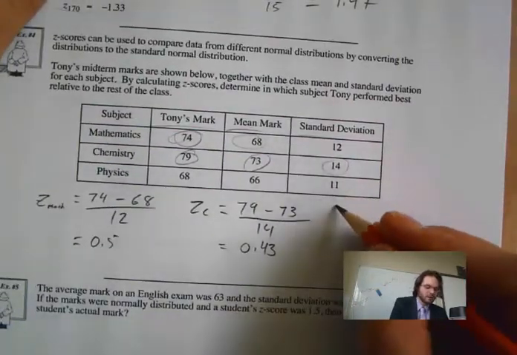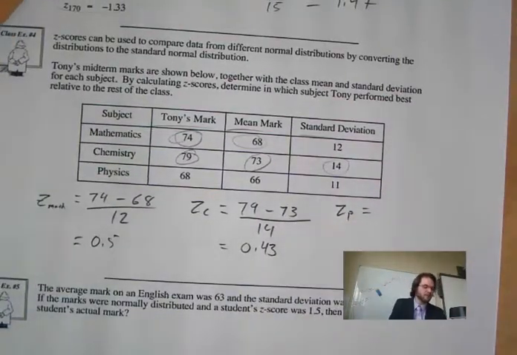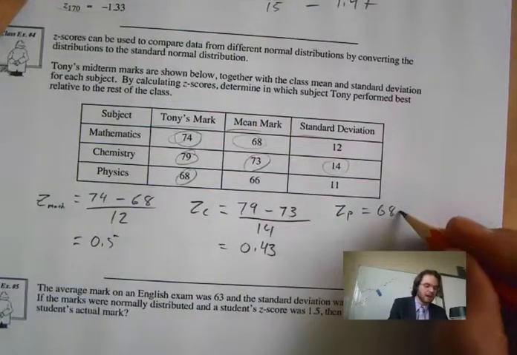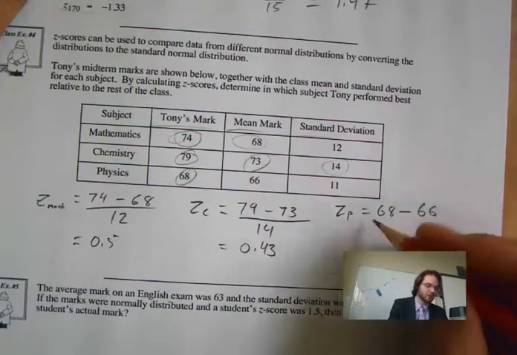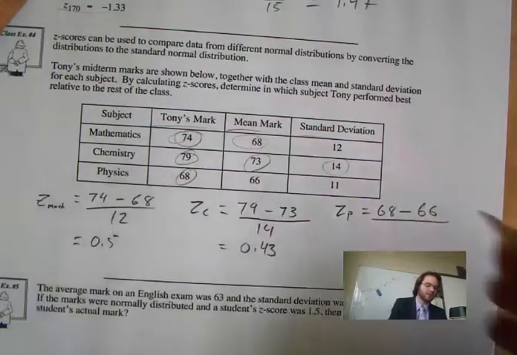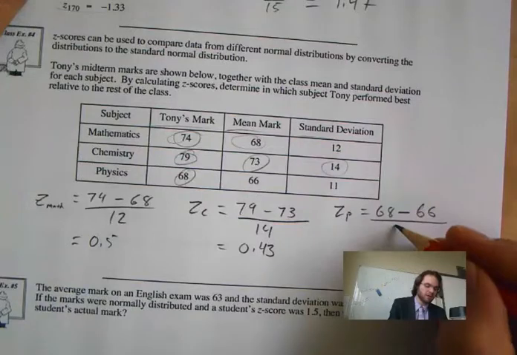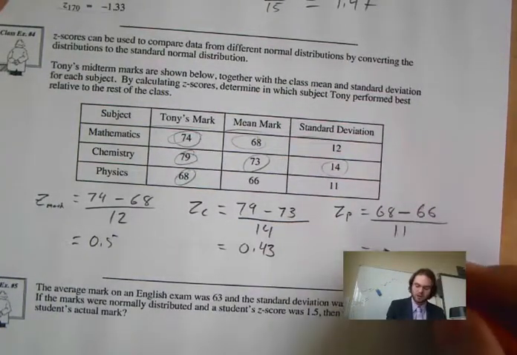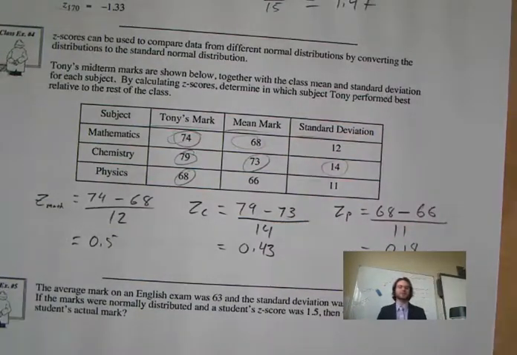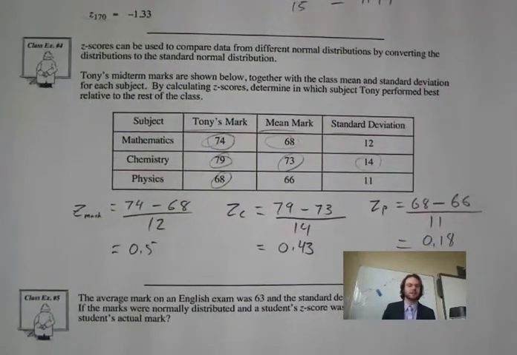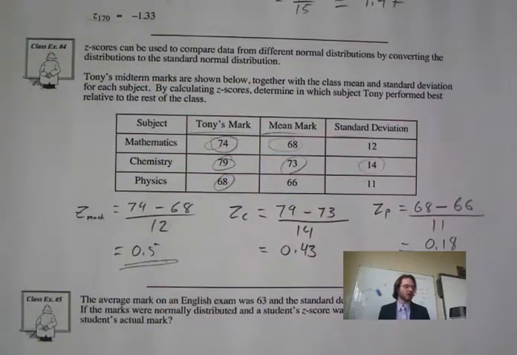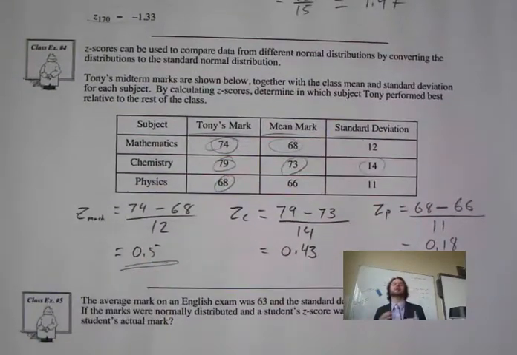And the last one is the z-score of physics. Okay? Well, his score is 68, so the score we're looking at is 68, and the average is 66. We want to know how far away he is from the average on that, and we divide by 11. And so what we end up getting here now is 0.18. So which one did he do best in? He actually did the best in math compared to the average. Even though his chemistry was the highest mark, he did the best in math compared to the averages of everyone else.